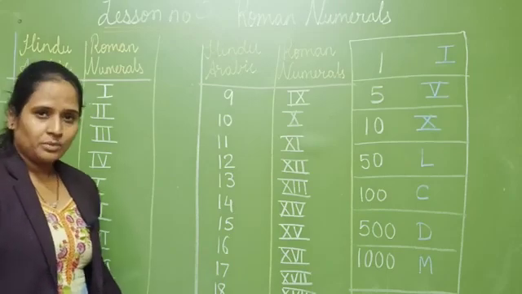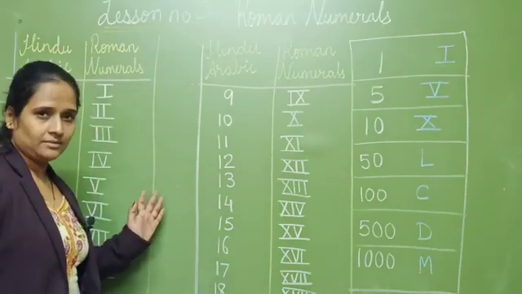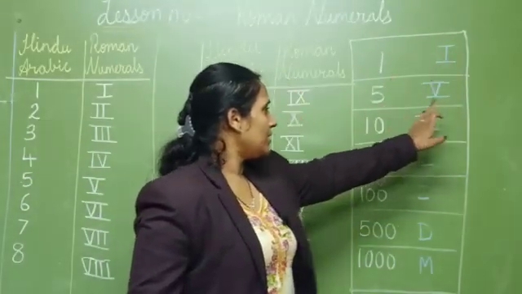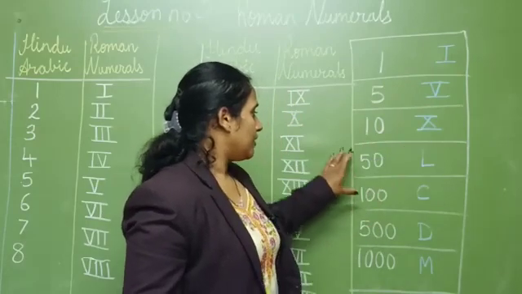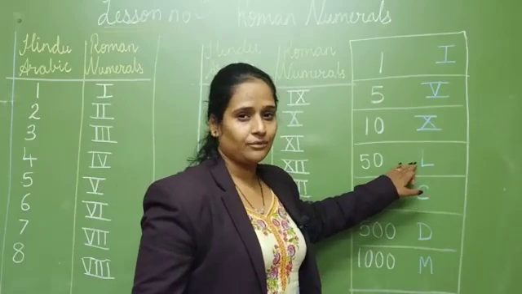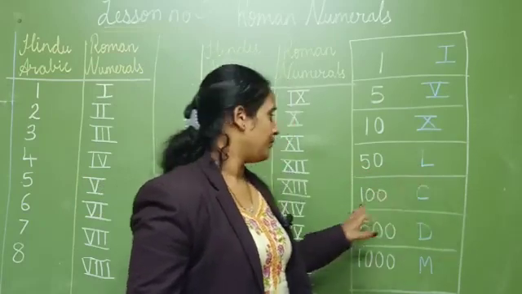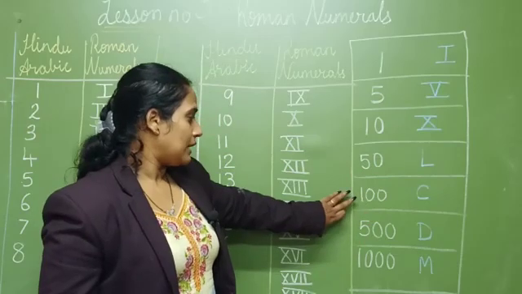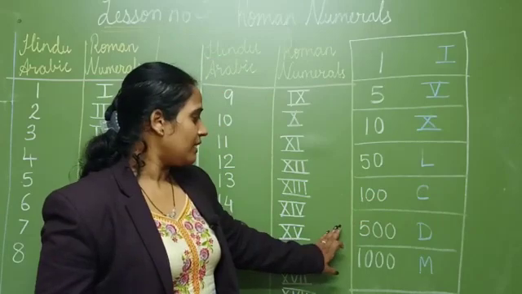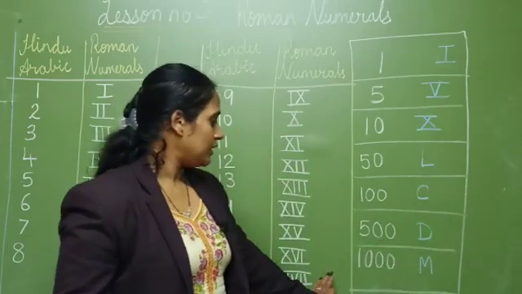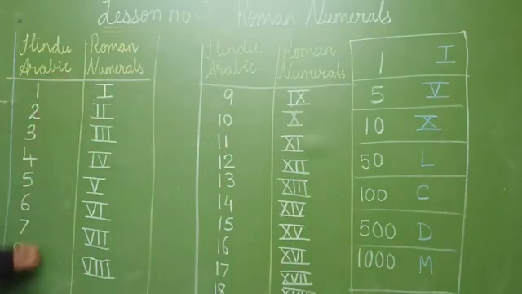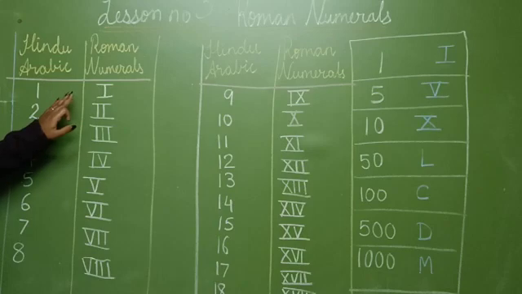But when it comes to bigger numbers, more than 18, for 1 we write like this, and for Roman numbers, 5, 10. When we have to write 50, we use L. When we have to write 100, we use C. For 500, we use D. For 1000, we use M. So these are the Roman numerals.